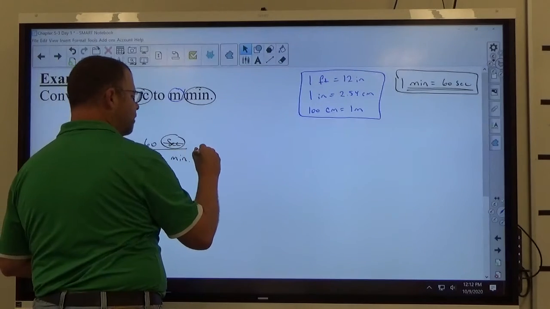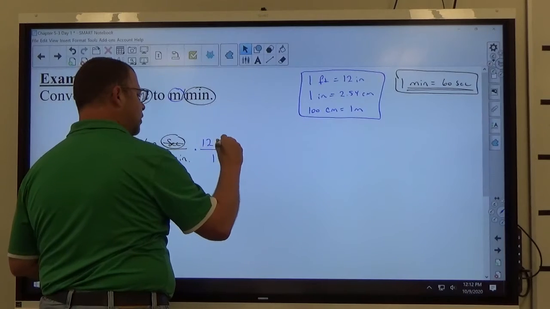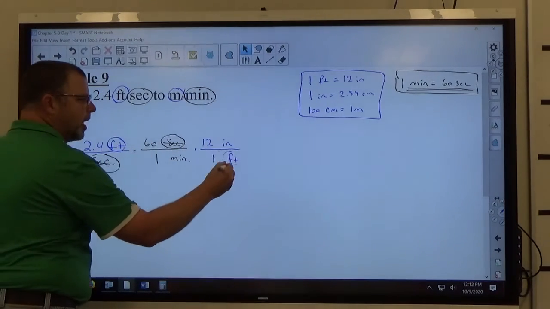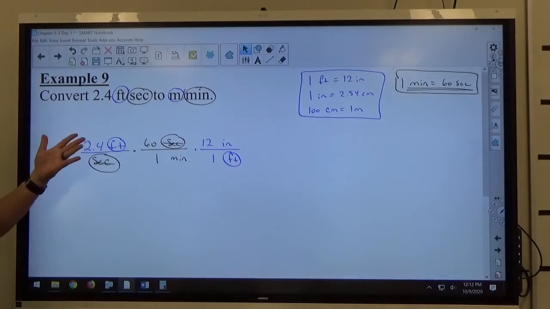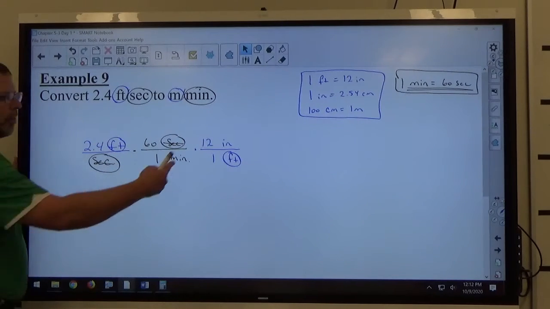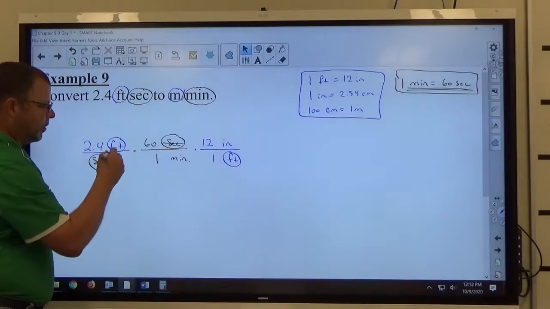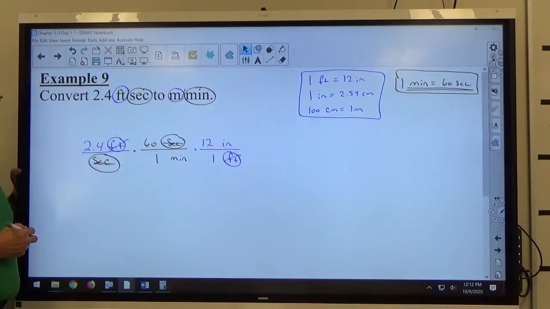I'm going to do 1 foot is equal to 12 inches. Currently foot resides in the numerator, so I'm going to put foot in the denominator. Again, once you establish position, that is where things are. You need to put the opposite position of the same unit to get rid of it. So these are the facts. 1 foot and 12 inches are equal. 1 foot has to go on the bottom so that foot cancels foot. 12 inches has to go on top.